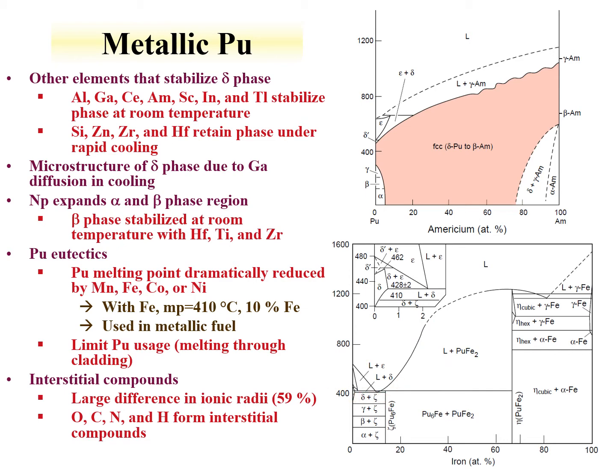There are also interstitial compounds that can be formed in plutonium metal, such as oxygen, carbon, nitrogen, and hydrogen. They get placed within the interstitial sites. They form interstitial atoms within the lattice of plutonium metal.